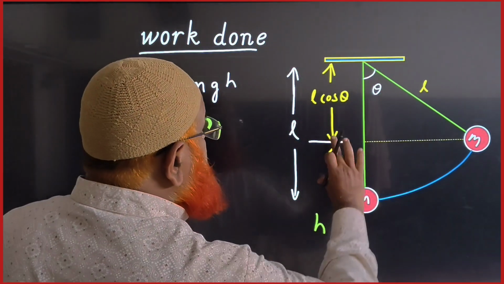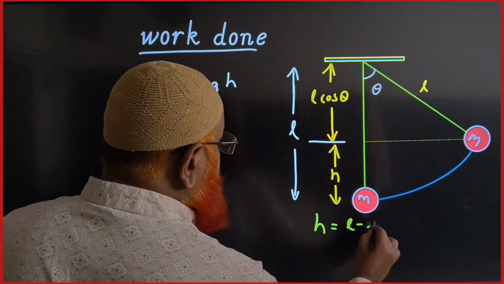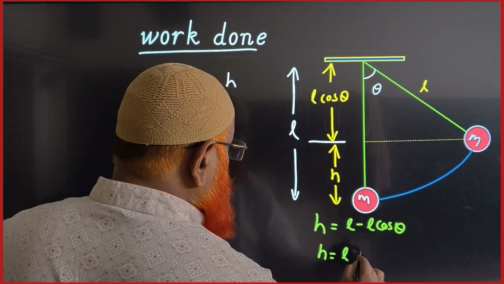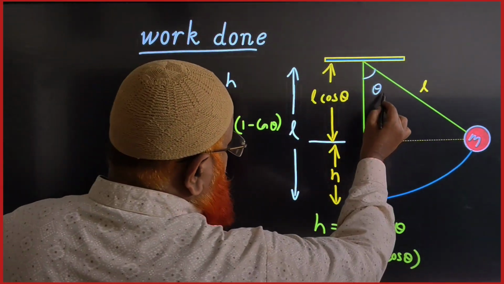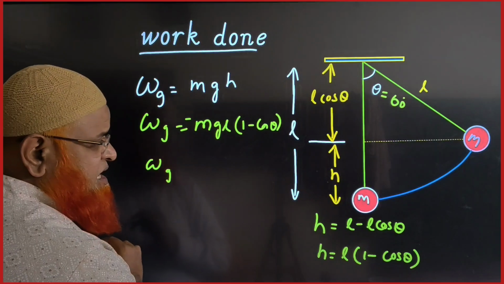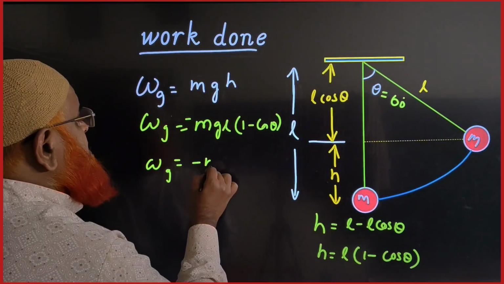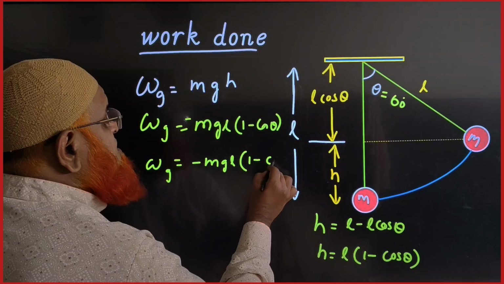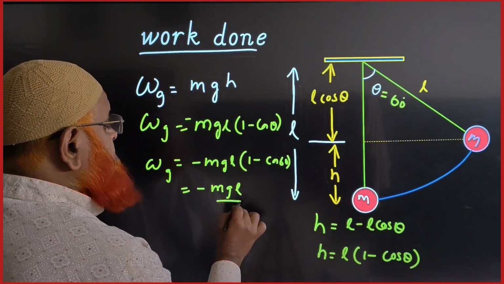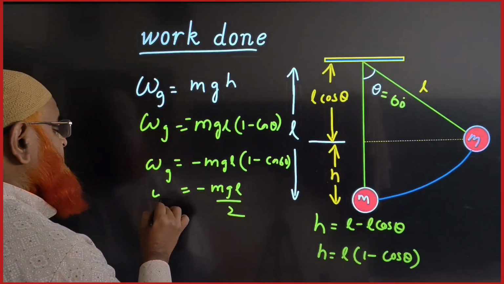So h क्या है यहाँ पर? h मालूम करने के लिए क्या करेगा? You have to consider L and subtract this L cos theta from that. For example, you are lifting this body up to 60 degrees. Then what is the work done by you? You should consider a negative sign here. क्यों negative लेना है? Because you are taking against to the gravitational force. Then what is this going to be? mgl 1 minus cos 60. Okay, so it's going to be minus mgl by 2 because 1 minus 1 by 2, cos 60 is 1 by 2. So this is going to be your gravitational force.